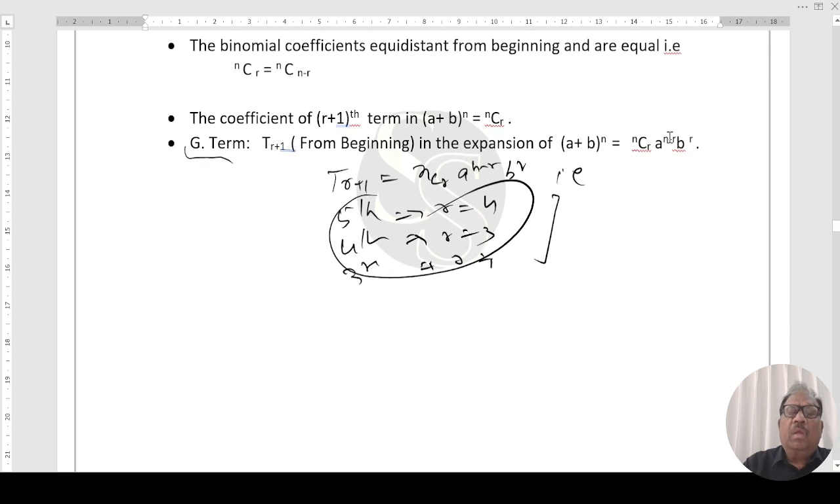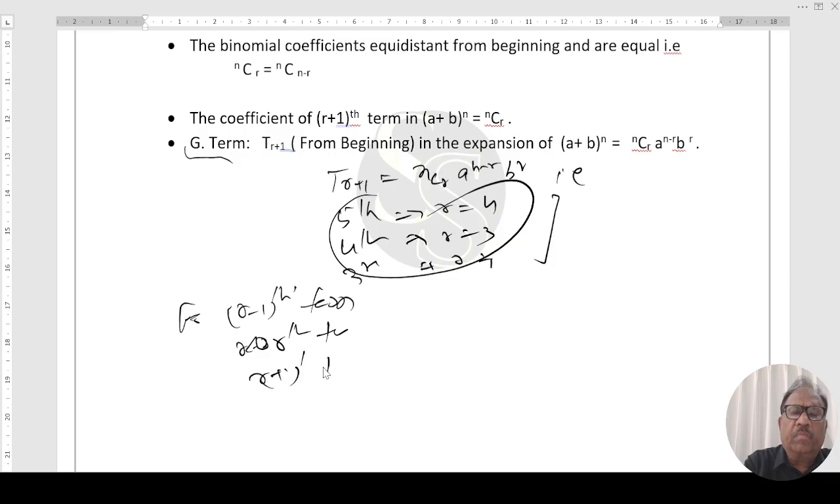Similarly, according to (r minus 1)th term, rth term and (r plus 1)th term, r will be taken as r minus 2, r will be taken as r minus 1 and r will be taken as r.